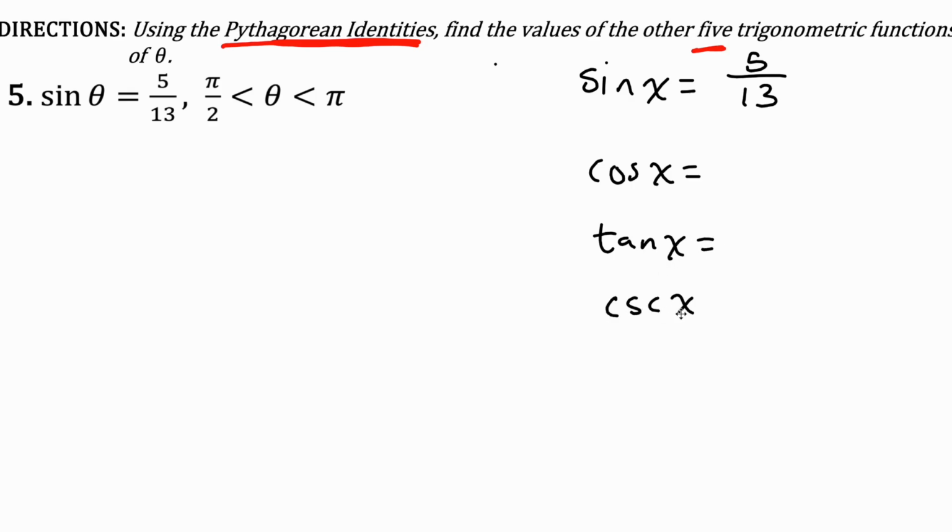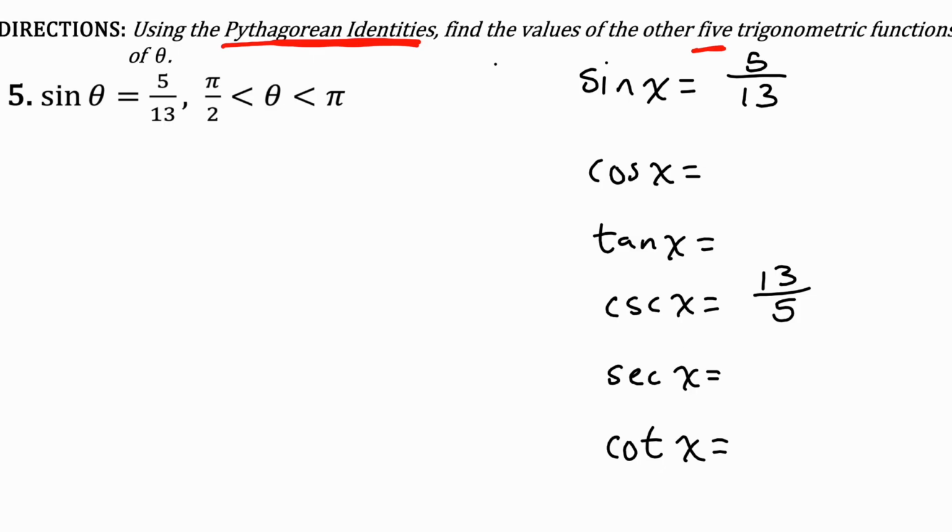I do know cosecant because that's the reciprocal, so 13 over 5. So we can use reciprocal identities, but other than that, we need to use our Pythagorean identities. All right, so we're going to take this information that we're given, this sine theta equals 5 over 13, and using a Pythagorean identity, we'll find out one of these other 4 that we're missing.